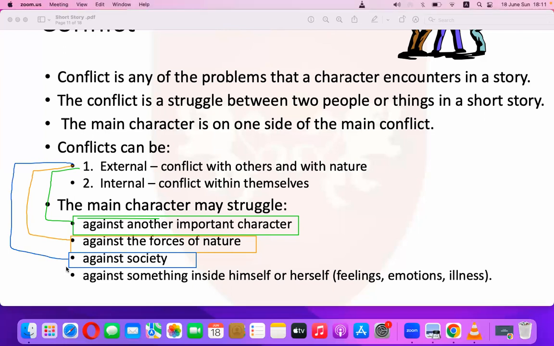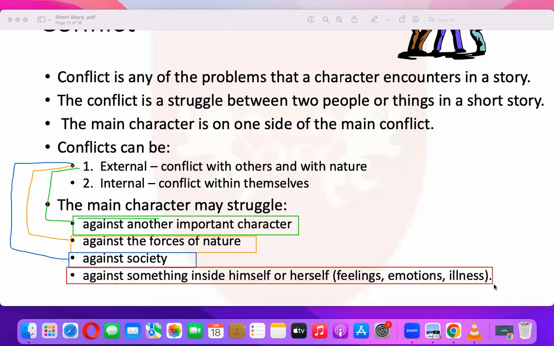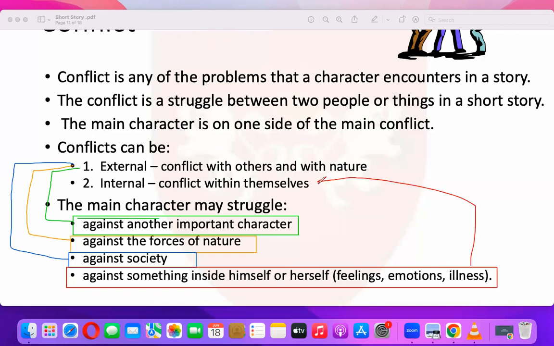So this one against something inside himself or herself, feelings, emotions, in minds. It's internal. Very good. This one is internal. Okay, so internal, الشخصية بعداتها. أحاسيسه، مشاعره، أفكاره, all of these are internal.